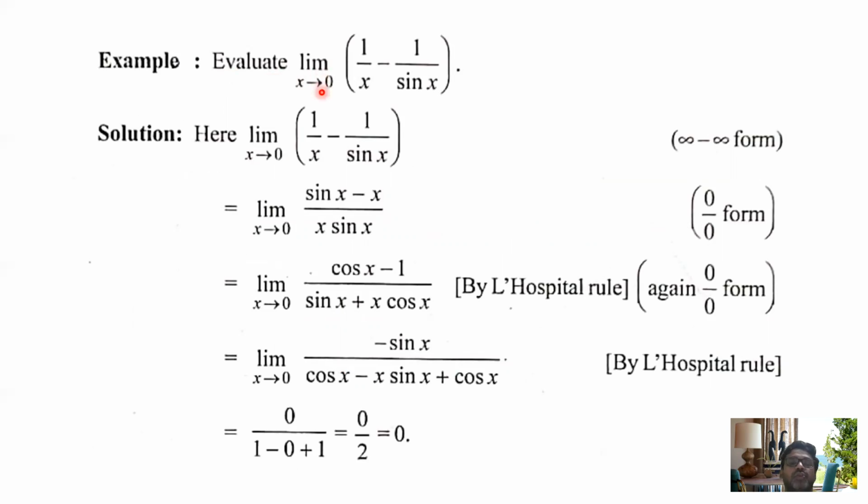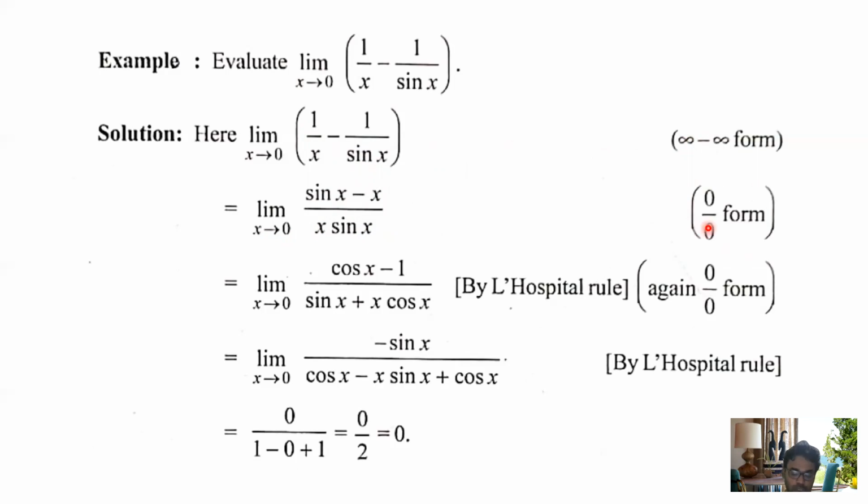Evaluate limit x tends to 0 of 1 by x minus 1 by sin x. If I substitute x tends to 0, there is 1 by 0 which is infinity, and 1 by sin x is infinity. So this is infinity minus infinity form. Our target is to reduce this infinity minus infinity form to a 0 by 0 form. What do you do? Very simple, take the LCM, that is (sin x minus x) by (x sin x). If I put x equals to 0 in this expression, that is 0 minus 0 by 0, so I have 0 by 0 form.